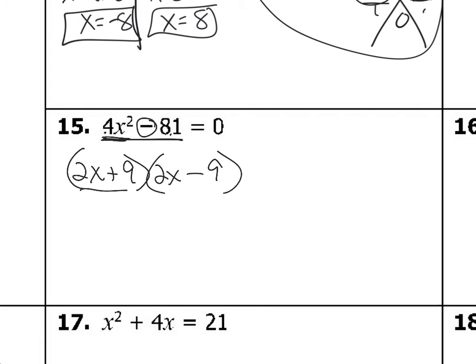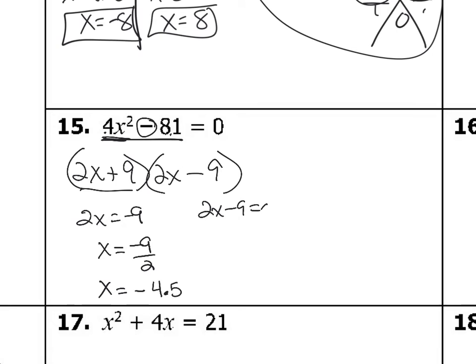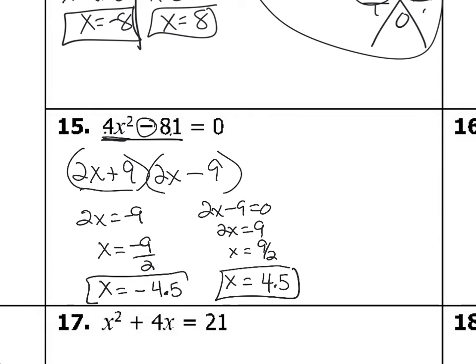So set these to 0. You're going to have 2x equals negative 9. And so x equals negative 9 over 2, which is negative 4.5. And then if I set 2x minus 9 to 0, I get 2x equals 9, x equals 9 over 2, which is the same thing as positive 4.5. So those are your solutions.